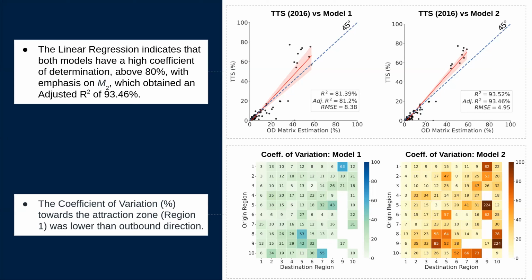The coefficient of variation values are also consistent with the flow of trips in the morning peak, recalling that region 1 is the attraction zone. On the other hand, the counterflow is more challenging due to the scarcity of data in this direction for some regions. Consequently, we observed more significant variability in the counterflow regions.